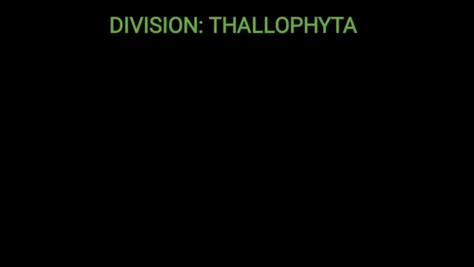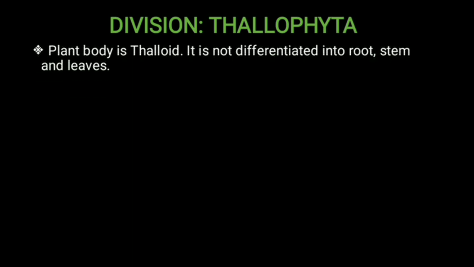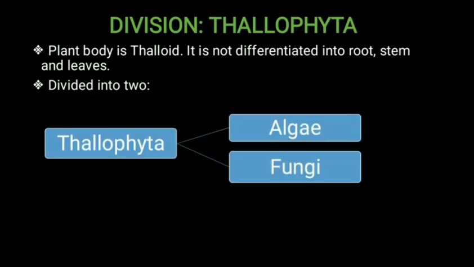Next, let us learn about the first division in cryptogams, that is division Thallophyta. So plant body is thalloid. Now here the plant body is thalloid, that's why the name is given Thallophyta. So what is meant by thalloid body? Thalloid body means flat, okay, undifferentiated. So it is not differentiated into root, stem and leaf. That's why it is thalloid body. Next, it is divided into 2 examples, that is algae and fungi. So let us learn about it.